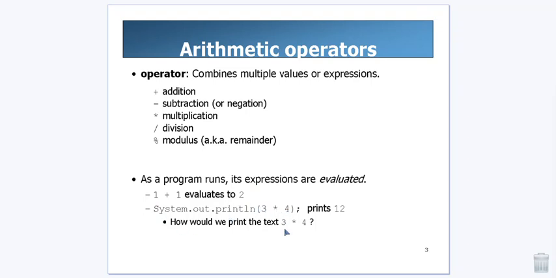But what if I actually wanted to print the text 3 times 4? Remember, if I actually want to print the literal text, you put that inside quotation marks. And so in here, I would have to include it in quotation marks, and then it would no longer evaluate 3 times 4. It would just display 3 asterisk 4.